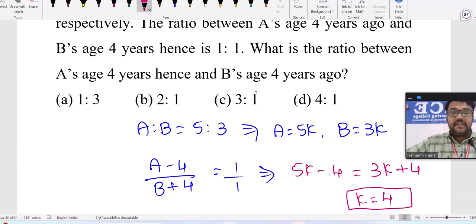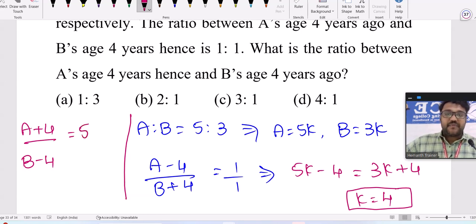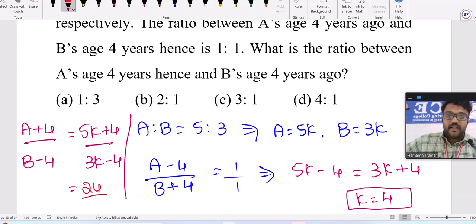A's age 4 years hence means A plus 4. B's age 4 years ago means B minus 4. A plus 4 is 5k plus 4, which is 24. 3k minus 4 is nothing but 8. 24 divided by 8 is 3. So 8 three times, 8 one time. So 3 is to 1 is your answer.